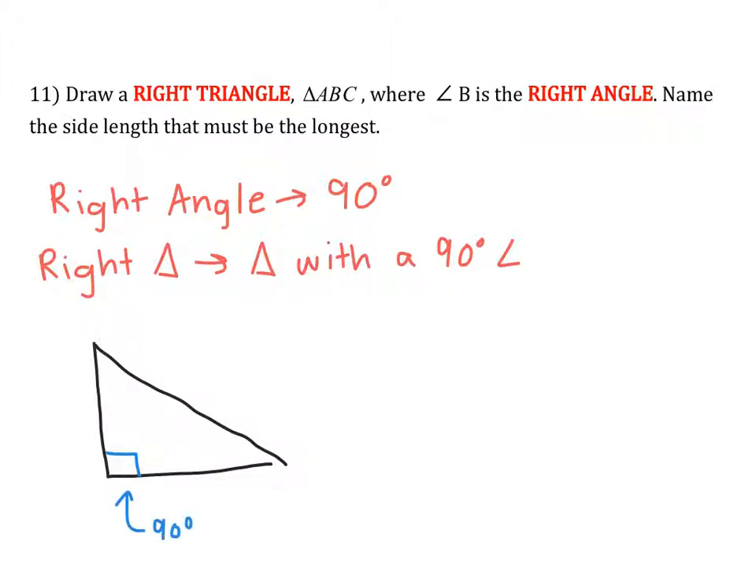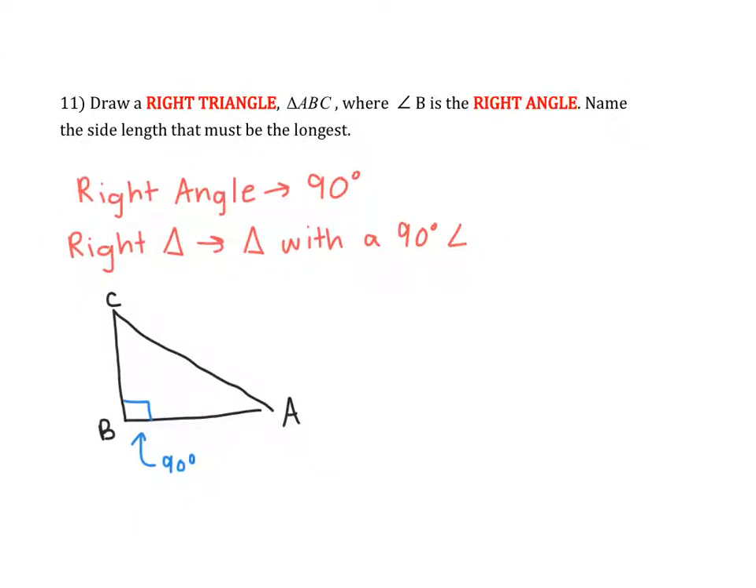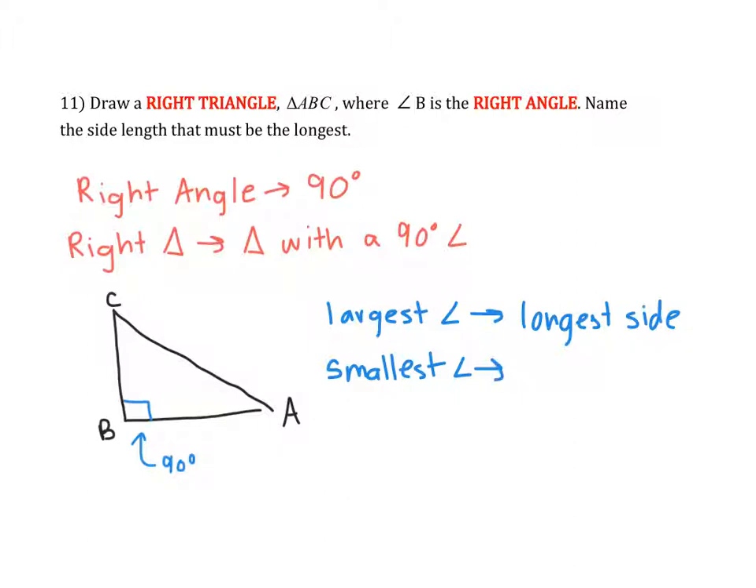So they said that angle B is the right angle. And for A and C, it doesn't matter which one is which. So it says, name the side length that must be the longest. So I want to remind you guys that there is a relationship between the angles and the sides. So the largest angle is always opposite of the longest side. And of course, that means that the smallest angle is always going to be opposite the shortest side.